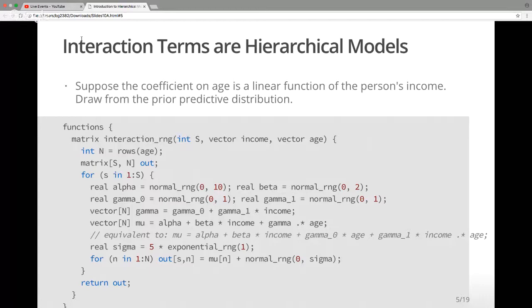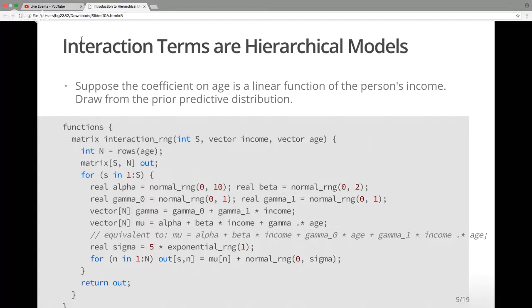And then what do we do with that gamma? Well, we use it to form the conditional expectation mu, which is the intercept plus the coefficient on income plus the coefficient on age multiplied together element-wise.